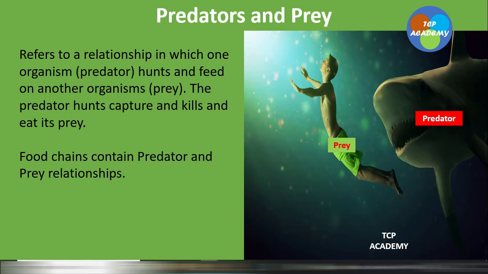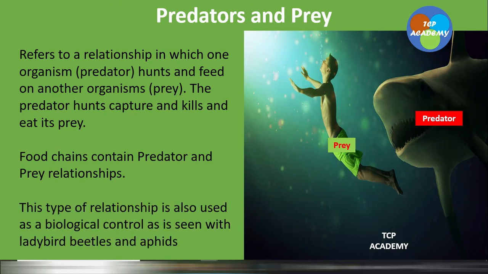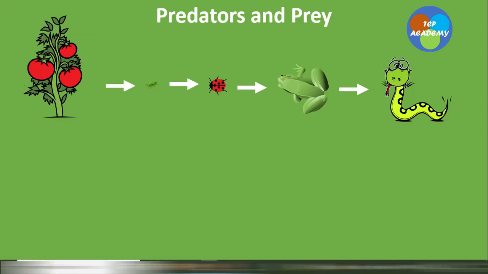Now, a food chain contains both predator and prey, a predatory relationship in all food chains. This type of relationship is also used as a biological control, as is seen with the ladybird beetle and the aphid in agriculture. Now, if we look at this food chain, we're seeing a tomato plant, aphid, ladybird beetle, frog, and snake.